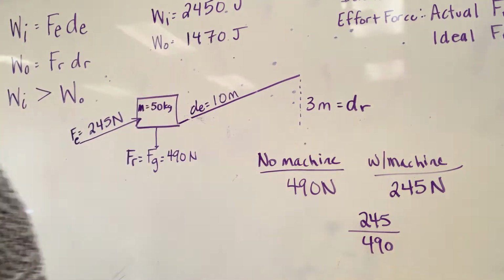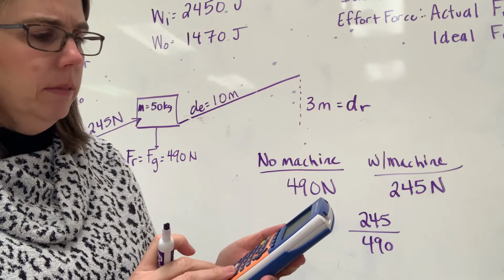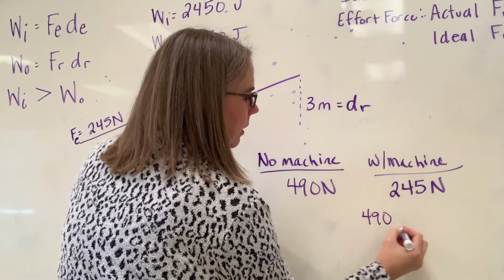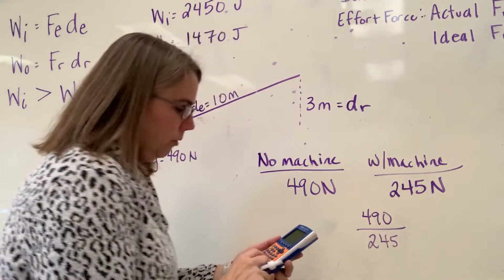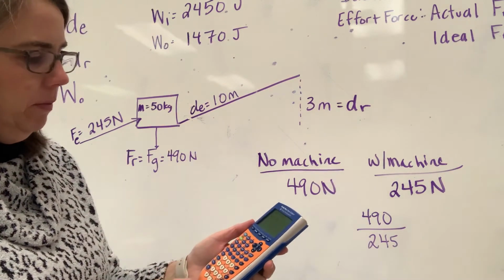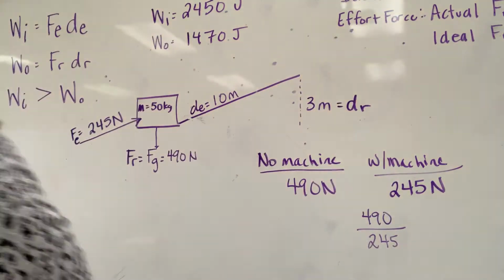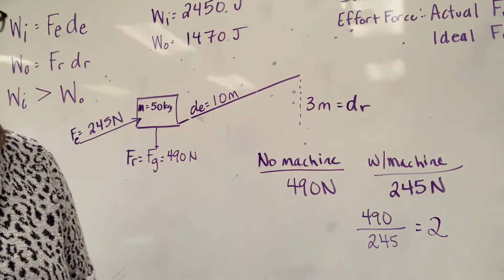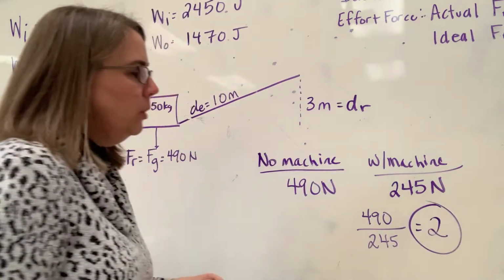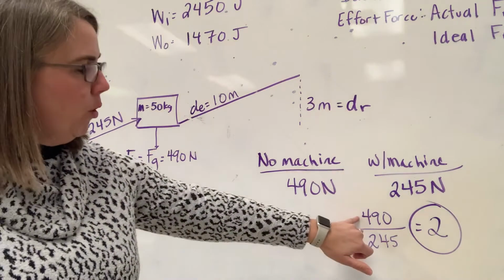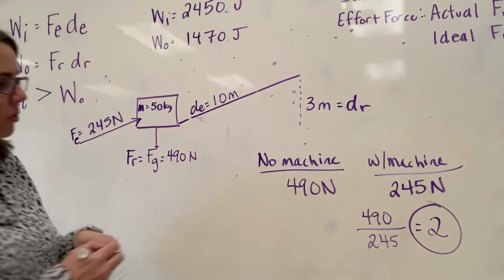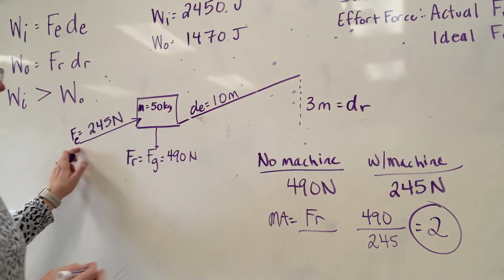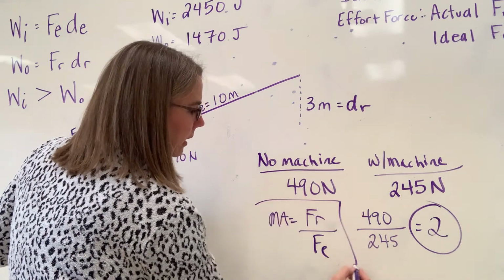245, let me get my calculator, 245, y'all, I did that backwards, I apologize. 490 on top, divided by 245. So 490 divided by 245, according to my calculator, is 2. So the mechanical advantage of this machine is 2. There's no unit. It's just simply a number. There's no unit at all. How did I calculate it? 490, that's the resistance force, divided by the effort force. So this is the formula for mechanical advantage, okay?